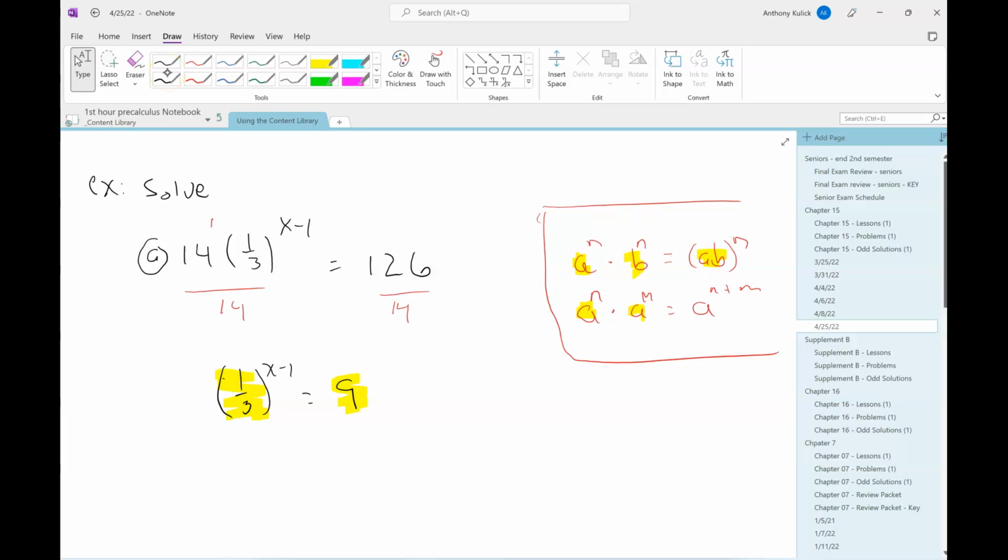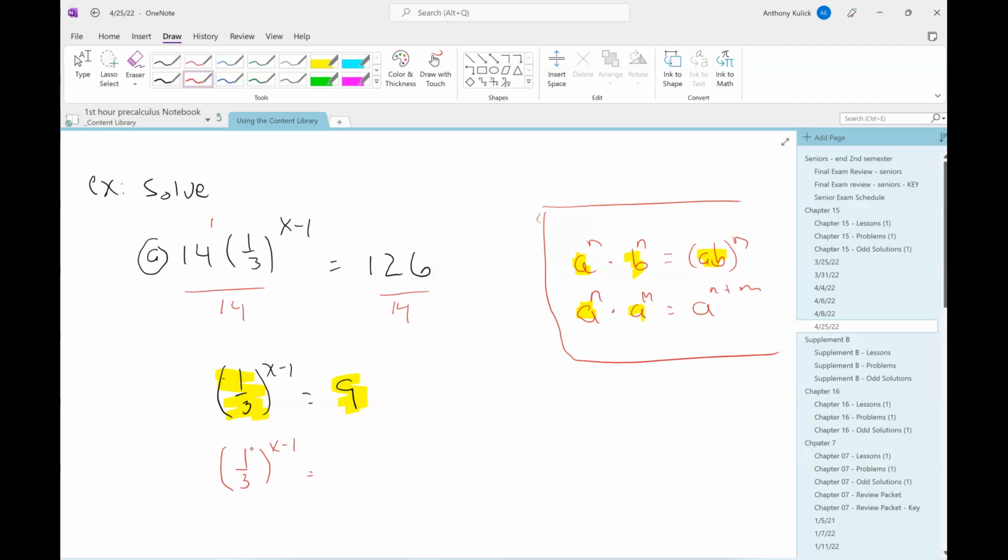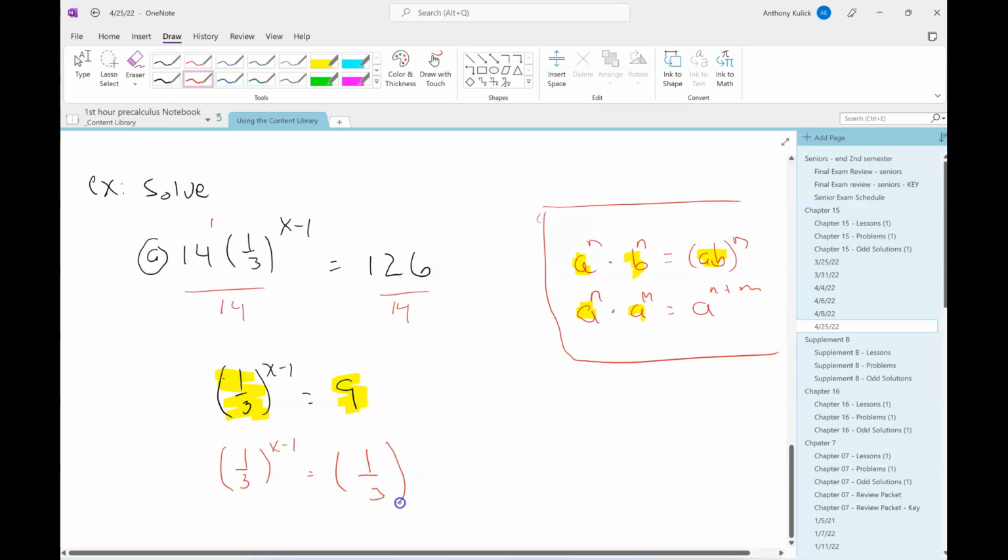Okay, so what can we say about 9? Again, we're trying to make 9 have a base of 1/3. What can we say about 9? Well, you want it equal to 1/3? Not equal, I want it to be like 1/3 to the something, right? 1/3 of 9 is 3. Okay, let's start here. How can I rewrite 9 with a base of 3?